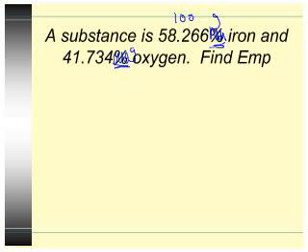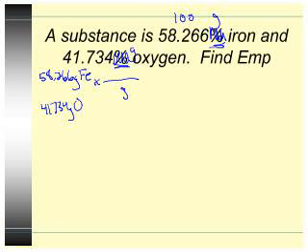Now, I know you could move the decimal 2 places, but I don't like to do that. I like to use numbers bigger than 1. Why? I don't know. So I'm going to take 58.266 grams of iron, which is Fe, and 41.734 grams of oxygen, which is O, times dividing bar. Grams of Fe on the bottom, and all I'm doing is converting into moles. 1 mole on top. Little g stands for grams, and little g stands for go to the periodic table.